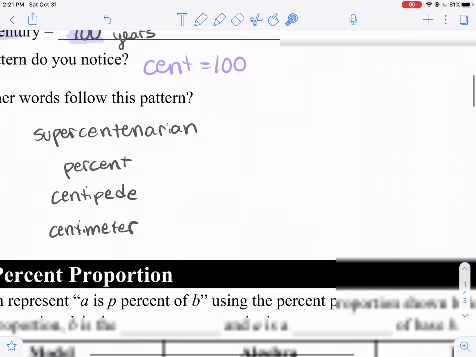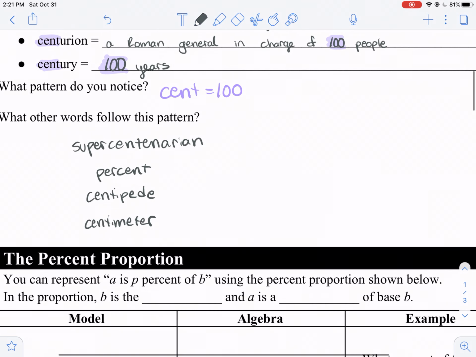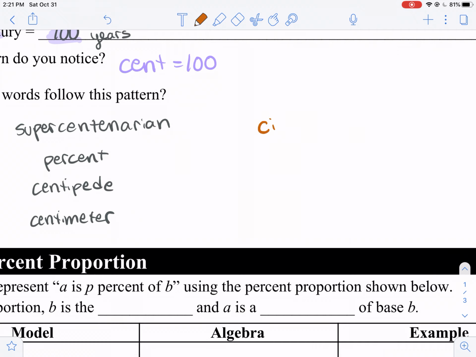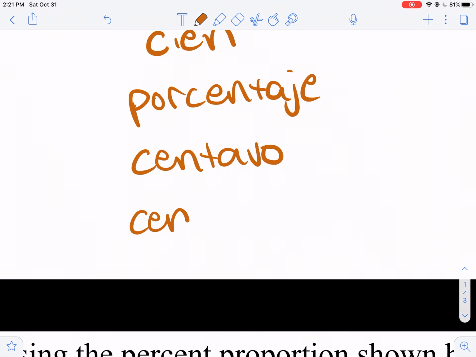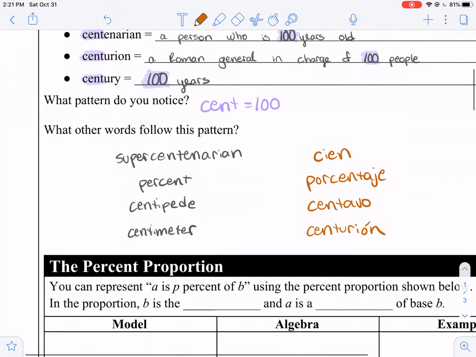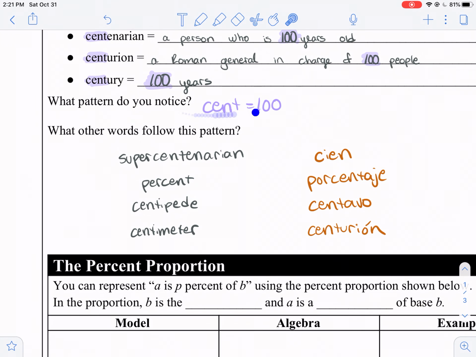A centimeter, but also this pattern occurs in Spanish as well. You have cien, which means 100. Centavo is a cent, so that's fun. Also, porcentaje is percent. And centurion is a centurion that we mentioned above. Yay, it's because Latin, cent, 100.